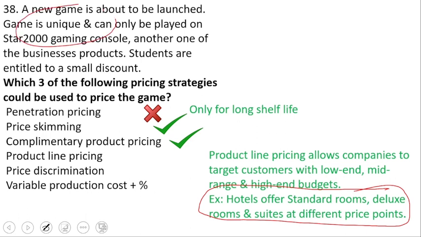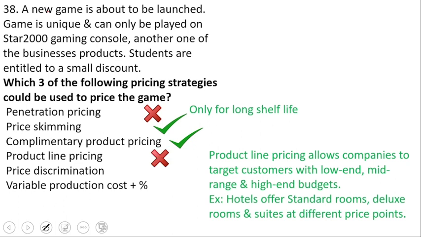But in our particular case, there are just two products, and it is not a range of similar products which can be priced differently. So, definitely, product line pricing cannot be adopted for a particular product. The next pricing policy is price discrimination. So we saw that we are giving a small discount for the students, which means that the student market has got a different price and the non-student market has got a different price. So definitely it's a case of price discrimination.